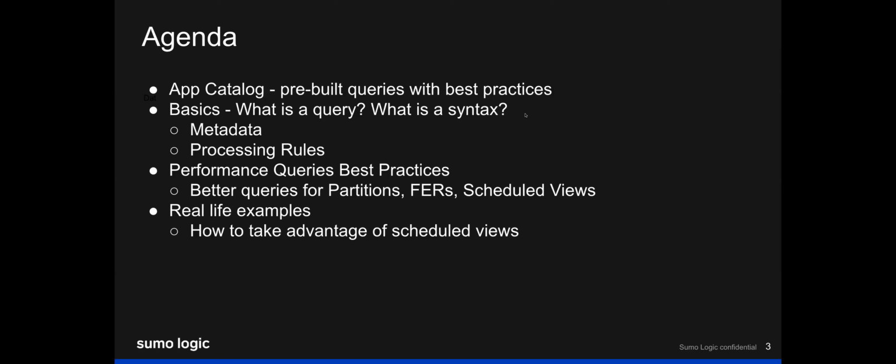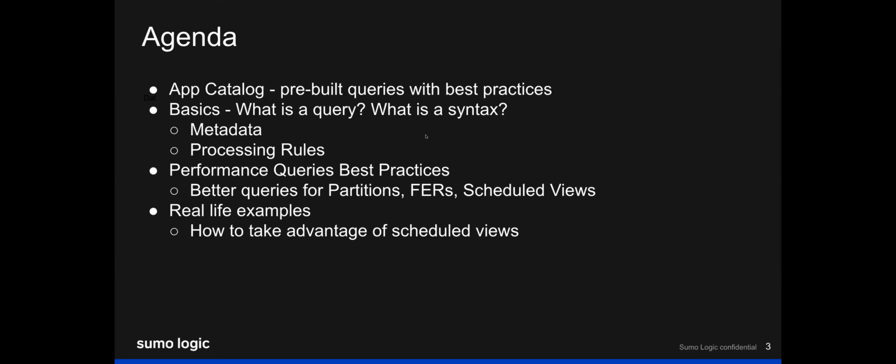Right. So what I want to start with is our app catalog. The reason why I want to start with our app catalog and show you how to take advantage of it is that these are pre-built searches, dashboards, and alerts that you can take advantage of. These are built to meet our best practices for query writing, and I always start using them before I try to do anything custom.